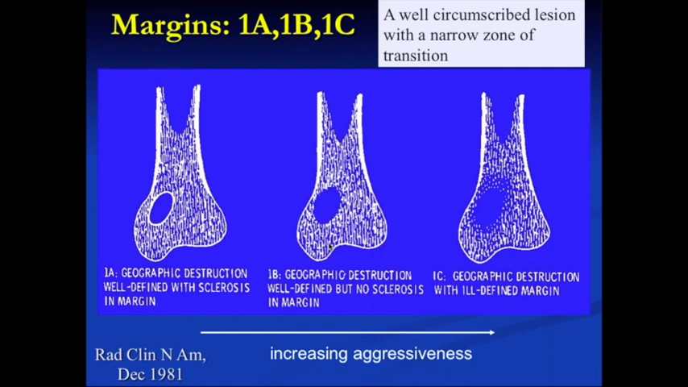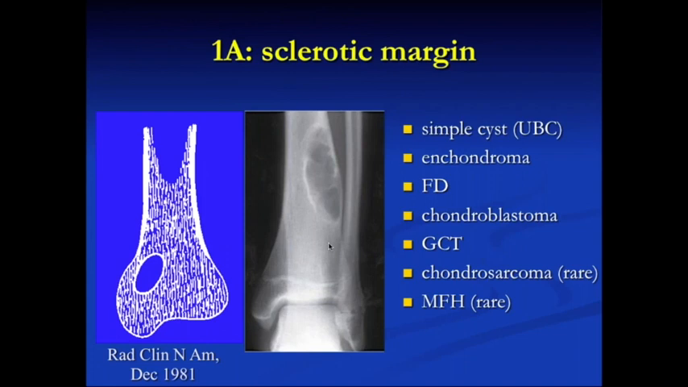So type 1A would be a sclerotic margin. This is one of the examples. You can see a distal tibia in which there is an intracortical lytic area which is marginated by sclerotic tissue. The differential diagnosis you can see, and you will observe in the next three slides, would be similar, but they will just change seats from top to bottom.